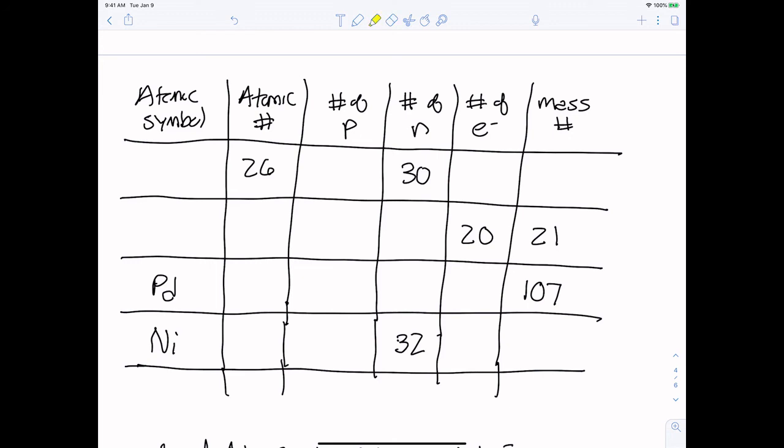If you guys are thinking this, I'm super happy with you. What that means is that this column, this column, and this column are all going to be the same. The atomic number is the number of protons, and since they're neutral, it's going to have the same number of electrons. So the numbers that you put into all three of those columns should be exactly the same.